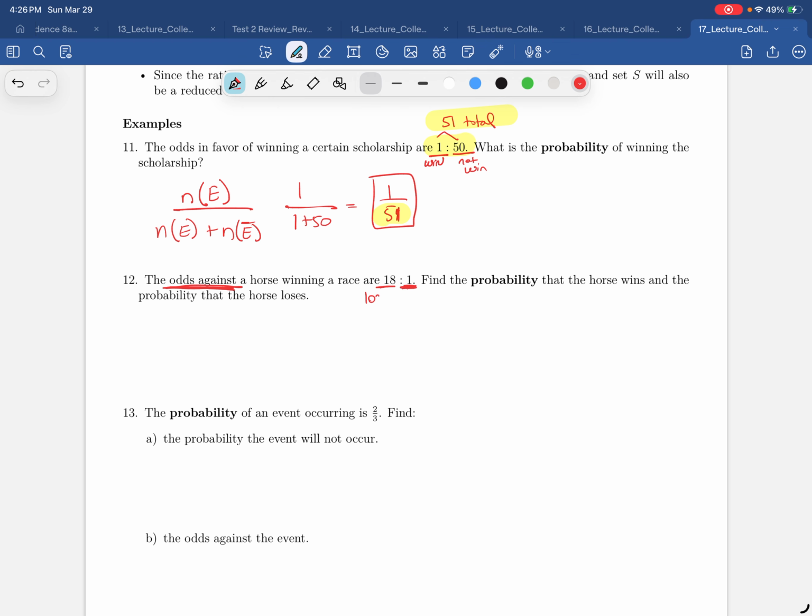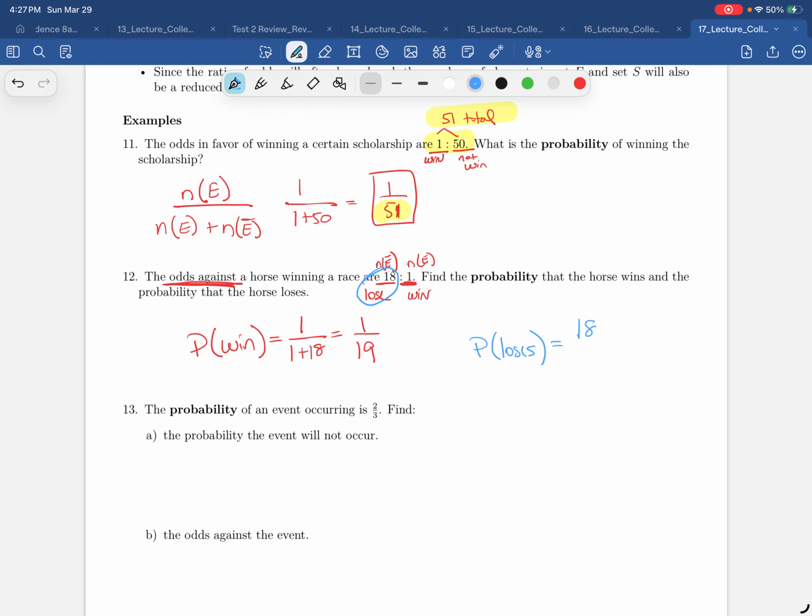The probability that the horse wins is going to be the number of wins, so that's 1, over the total possible, 1 plus 18. That's 1 out of 19. The probability that the horse loses, that's going to be the number of times that the horse loses, that's our 18, out of the total possible. So that's 18 out of 19. Notice that those are complementary to each other, right? If I add 1/19 plus 18/19, I get 1. That's every possible outcome.